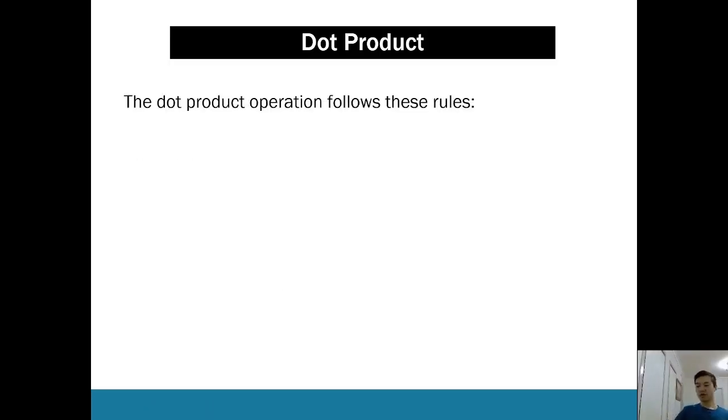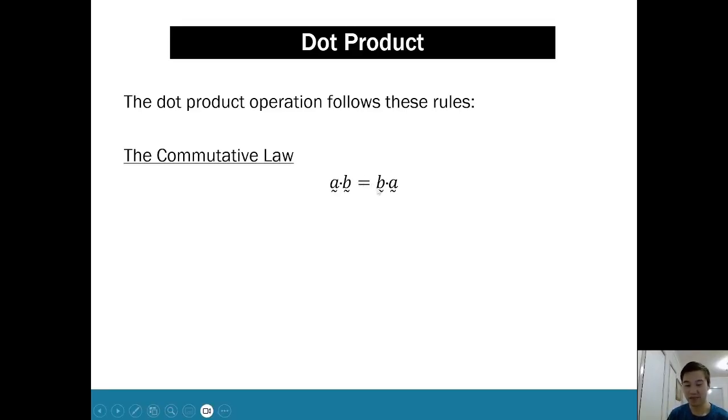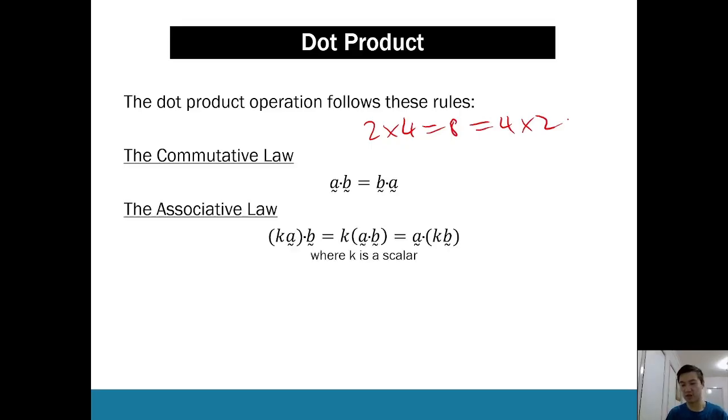So with the dot product, it follows some rules which you need to make sure you're aware of. So we have the commutative law, so that the dot product of A and B is the same thing as the dot product of B with A. So the order doesn't matter. It's sort of like normal multiplication. 2 times 4 is equal to 8, which is equal to 4 times 2. Doesn't matter which order you do it.